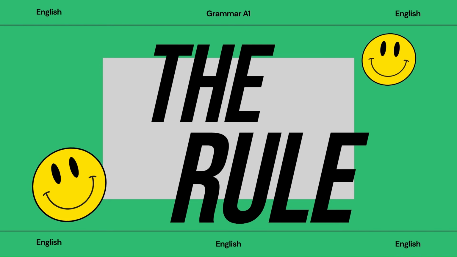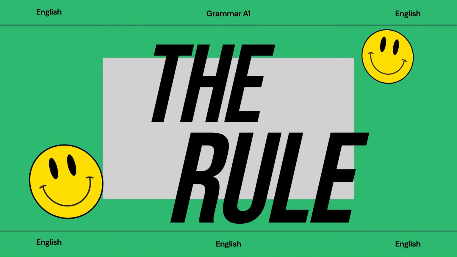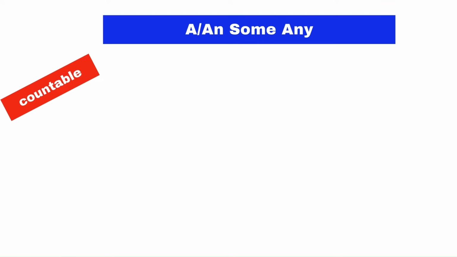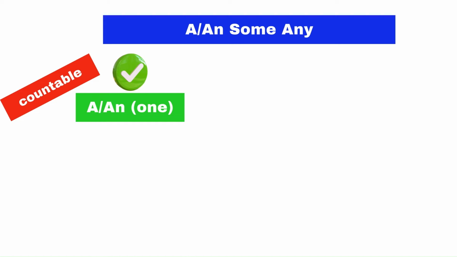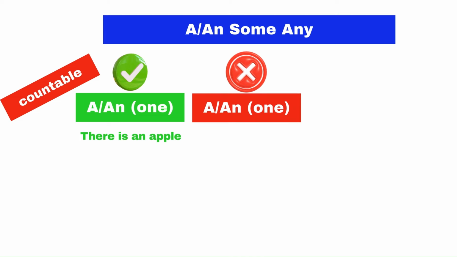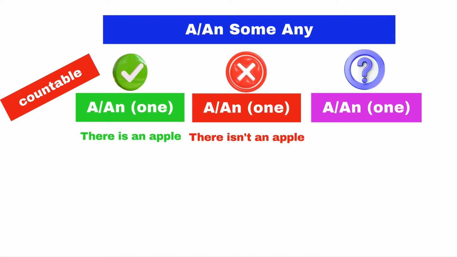So, let's write down the rule. Countable nouns are the nouns which we can count. If we speak about the nouns in singular, we use a or an in positive sentences. For example, there is an apple. If we speak about negative sentences, we use the same a or an for singular nouns. For example, there isn't an apple. In questions, we use a or an for singular nouns. For example, is there an apple?